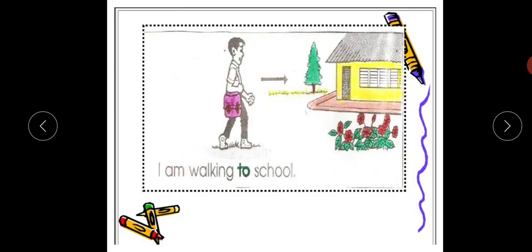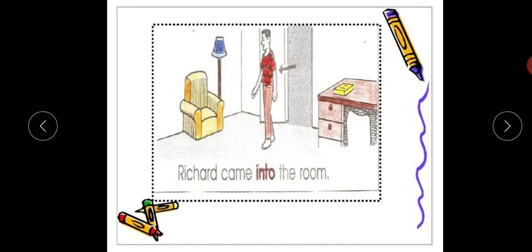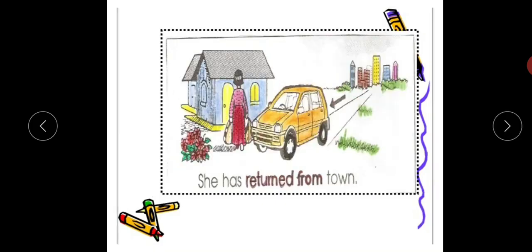I am walking to school. So that is to describe the movement, the direction. I am walking to school. Next, Richard came into the room. So he comes into the room. Again, it is used to describe the movement or the direction of this person, how he moves. Where does he come? Into the room. And she has returned from the town. The town is here, and she has come over here. So she has returned from town. Again, it is used to describe the movement.